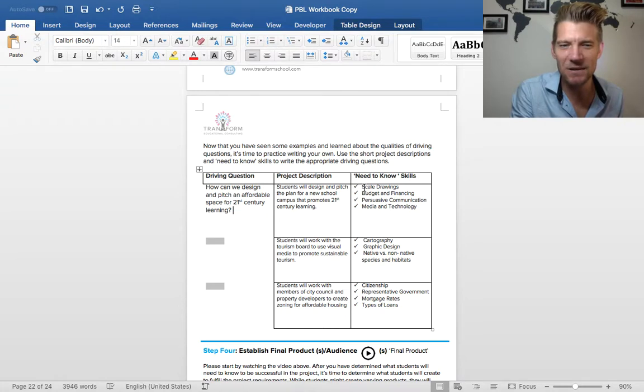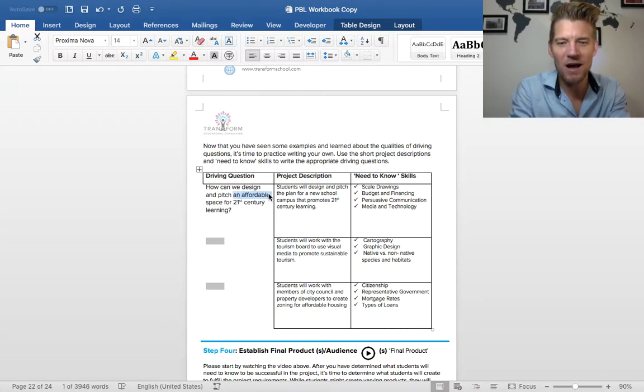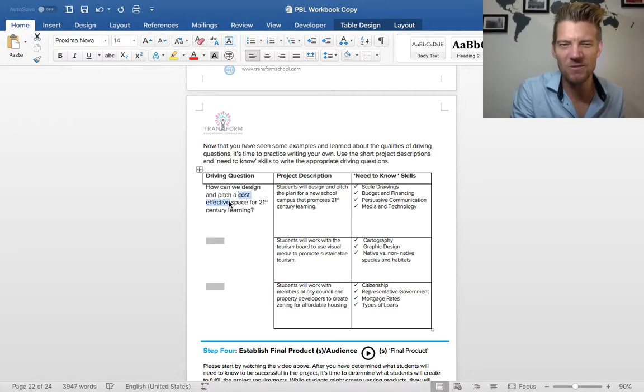Yes. Is it going to get budget and financing? Yes, because it says affordable. I might say instead of affordable, cost effective, because that's going to help them look at a little bit about sustainable and eco-friendly design, so they're not wasting resources. So cost effective space for 21st century learning.